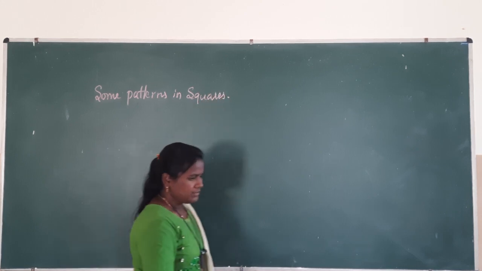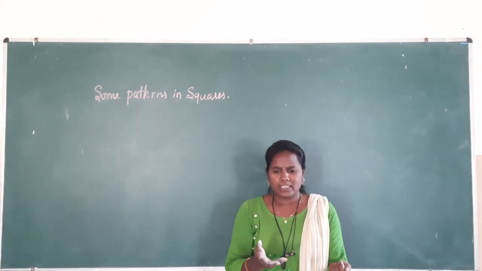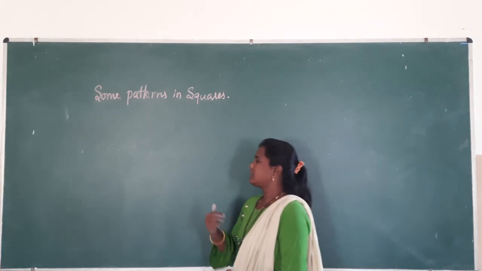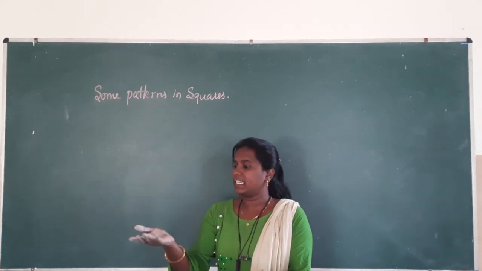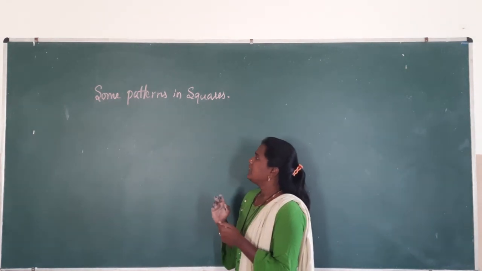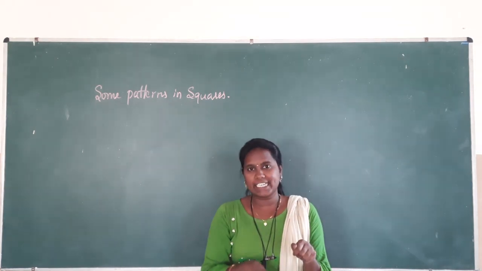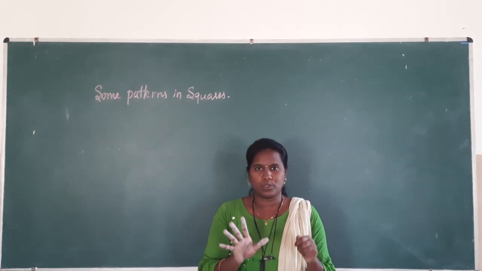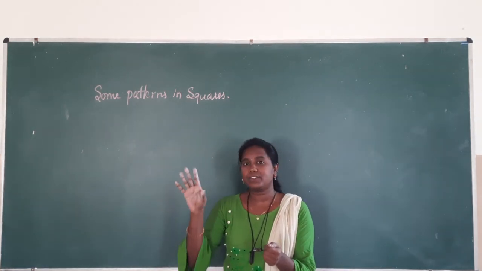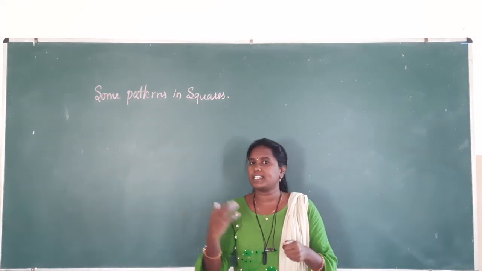Till now we have seen squares of numbers ending with 1, 6 or 5. And also we have seen that if a number is ending with k number of zeros, then its square ends with 2k number of zeros. Now, if a number is ending with 5, its square ends with 5 only. 5 square is 25. 15 square, it is ending with 5. 25 square, it is ending with 5.